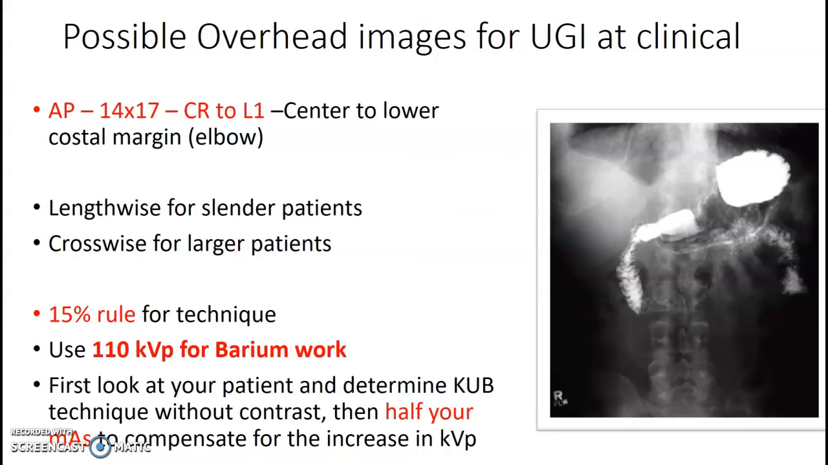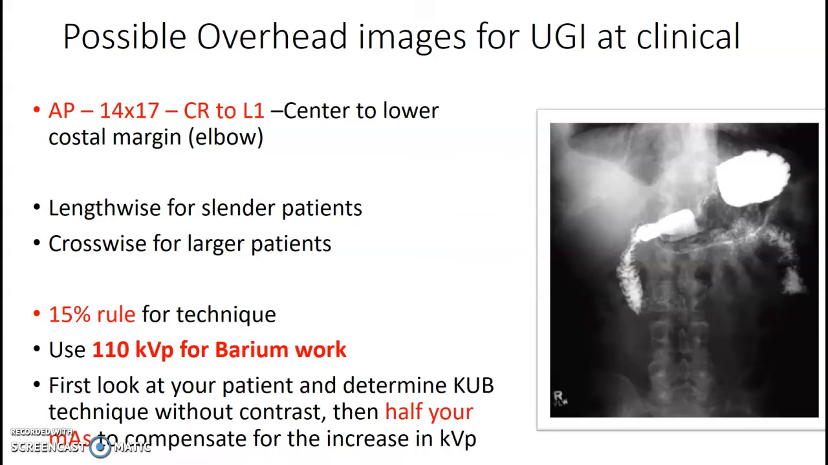The only overhead that we do routinely for upper GI at clinical is the AP stomach. So you're going to do 14-17, center to L1, which is usually around the lower costal margin. And a little trick I have is right by the patient's elbow. So if you extend their arms kind of flat down, around their elbow is where the top of their stomach usually is. I do lengthwise for slender patients, crosswise for larger patients.